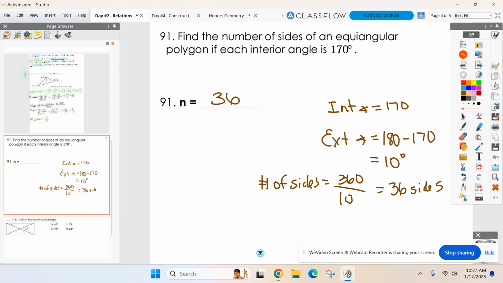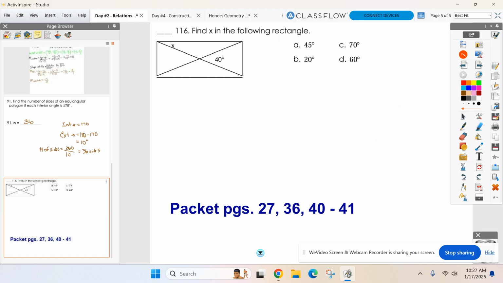All right, I got one more. This has nothing to do, well, it kind of does with triangles, I guess. Just a quick review. All right, find x. This is a rectangle. And the 40, just so everybody knows, there's no confusion, the 40 is referring to that angle right there. That's 40. I just wanted to bring up a reminder of one of the properties of a rectangle that's usually forgotten about.